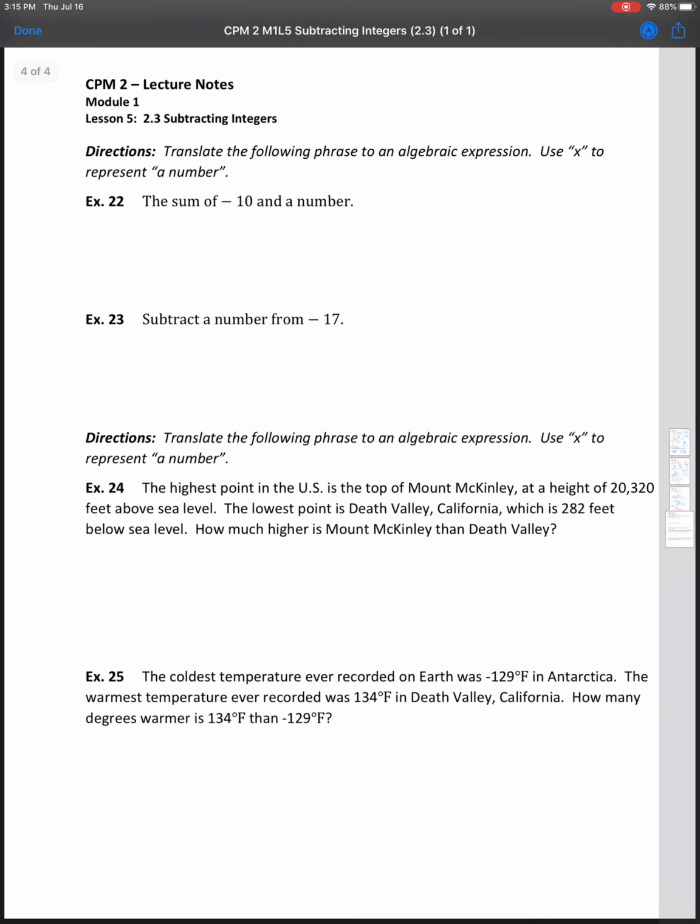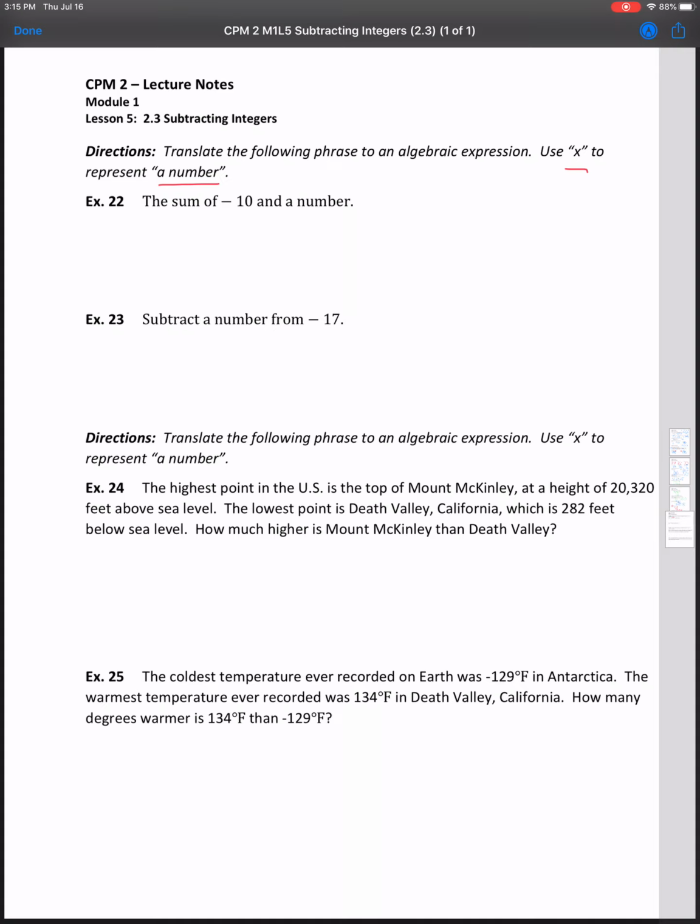Okay, last page. Directions. Translate the following phrase to an algebraic expression. They want us to use x to represent a number. So what that's saying in math, that's where the letter comes in. When we don't know what something is, we just call it a letter name just because I don't have anything else to call it. For example, in 22, the sum of negative 10 and a number.